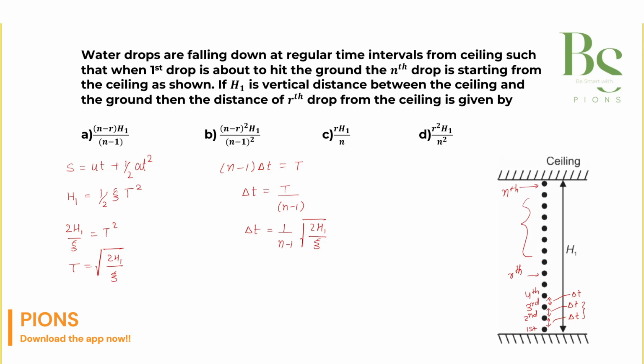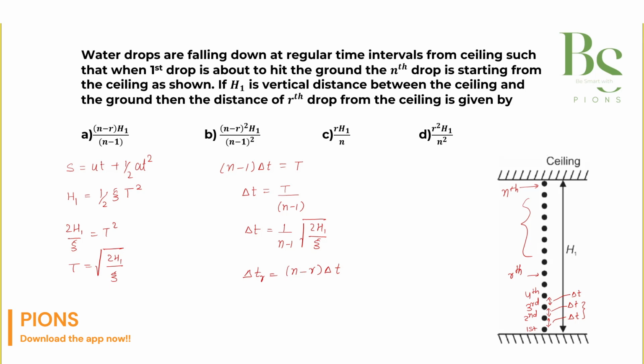For rth drop, what will be our time interval? Same concept. For rth drop, what will be the time interval? So for rth drop, it will be delta tr, and that will be written here as n minus r. Sir, why n minus r? See, between the nth and the first one, it is n minus 1, right? So between n and the rth one, how much time interval in between these two? It will be n minus r. You can count them. So n minus r into delta t.